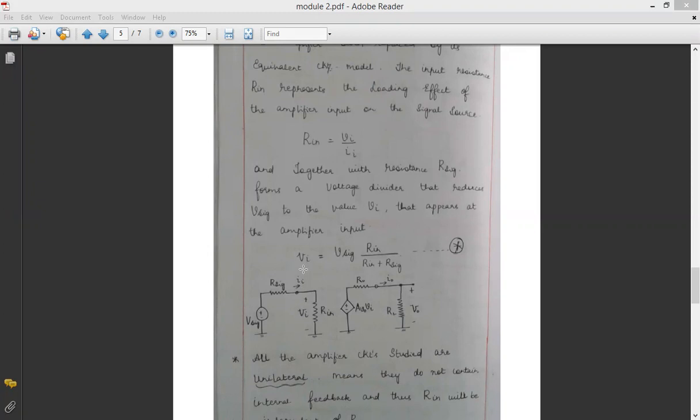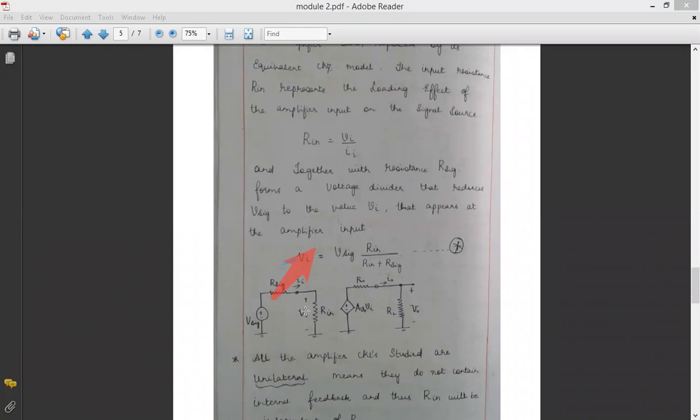How to find V in here? Someone please mark here with an arrow indicator, like you were doing. VI is equal to, how to find the drop across VI? V signal into Rin divided by R signal plus Rin. This is the voltage divider rule we are applying. So this is how we find the value of V in.